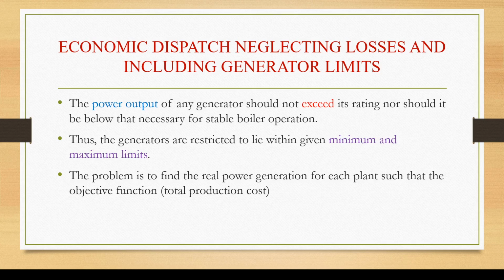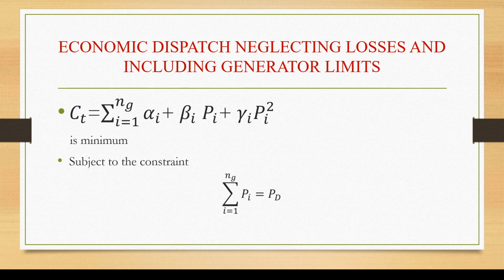The problem is to find the real power generation for each plant such that the objective function Ct, equal to summation i equal to 1 to ng of alpha i plus beta i Pi plus gamma i Pi square, is minimum, subject to the constraint summation i equal to 1 to ng of Pi is equal to Pd. This is the same as what we have seen without including the generator limits.